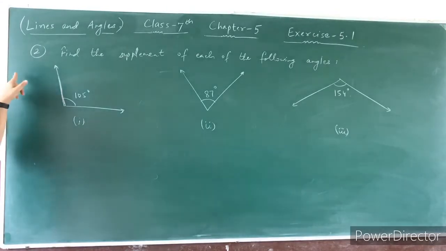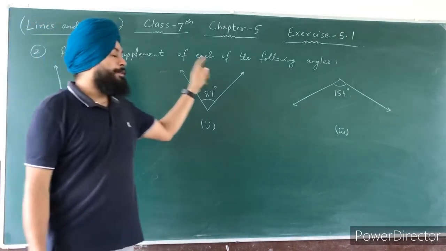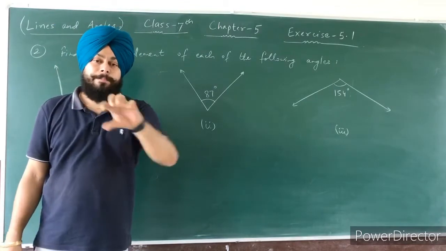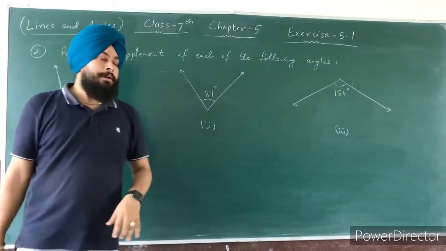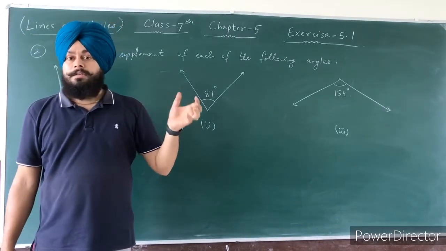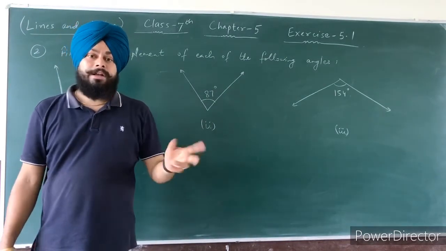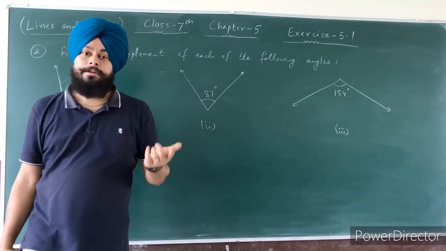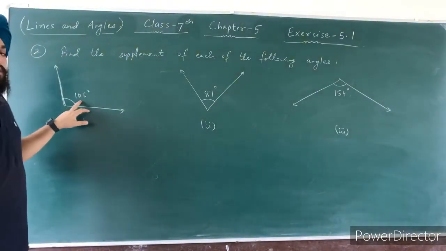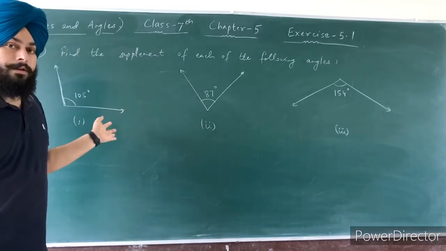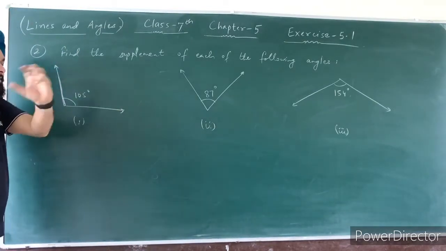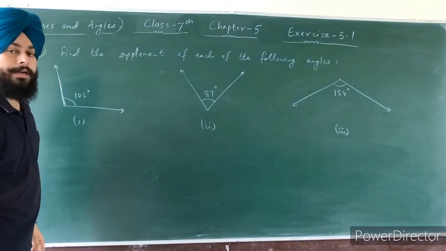So this is your next, second question. Find the supplement of each of the following angles. So the second question says to find the supplement of the angle. Supplement means the sum of two angles measures 180 degrees. That means the sum of the measures of two angles will be 180 degrees. So that is called supplementary angles. If one of the angles is given, then you have to find the supplement of this angle. So supplement means you have to find the other angle such that its sum is equal to 180 degrees.